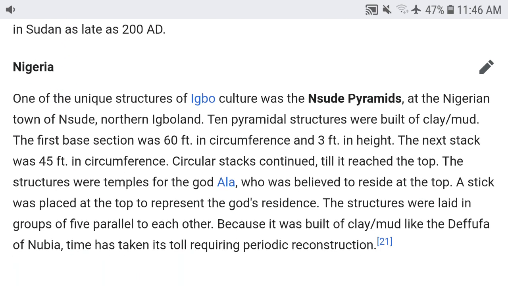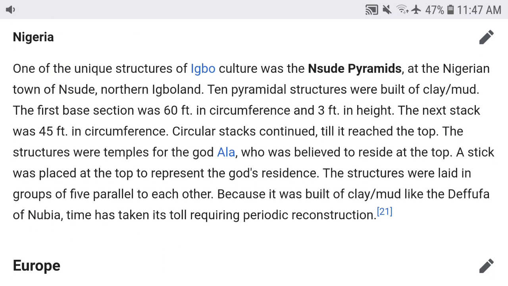Nigeria next. One of the unique structures of Igbo culture was the Ansude pyramids at the Nigerian town of Ansude, in northern Igbo land. Ten pyramidal structures were built of clay or mud. The first base section was 60 feet in circumference and 3 feet in height. The next stack was 45 feet. The circular stack continued till it reached the top.